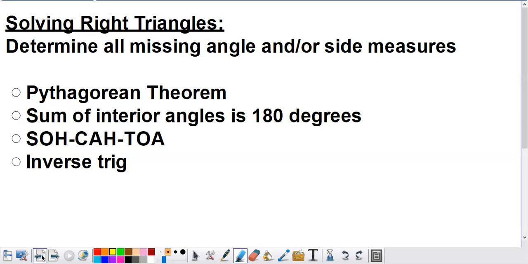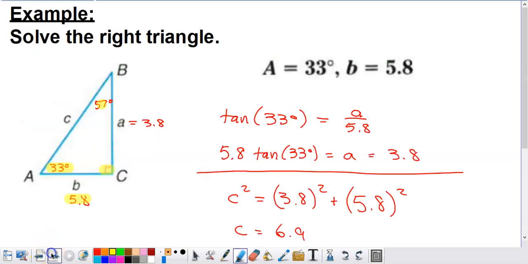So once again, solving a right triangle, you're finding everything that's missing. And for this one, we had the three pieces that were given to us. We found that missing angle. We found this missing side. We found the third missing side. We've now solved that right triangle.